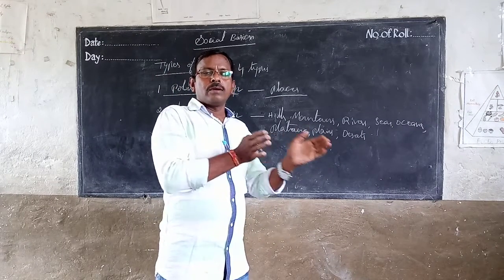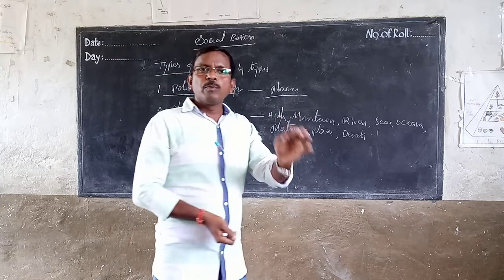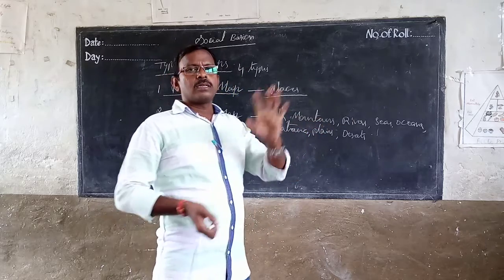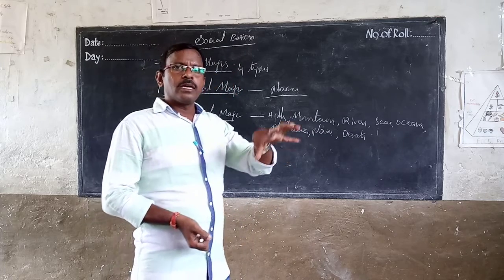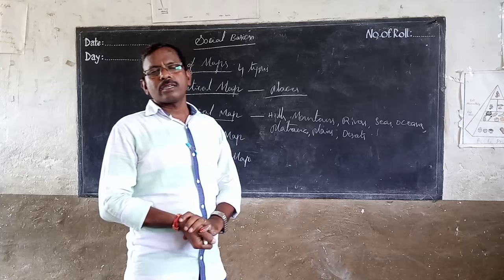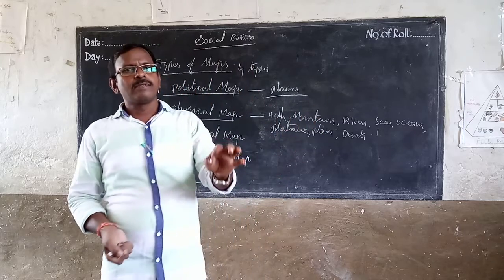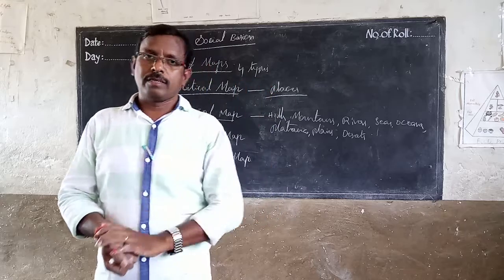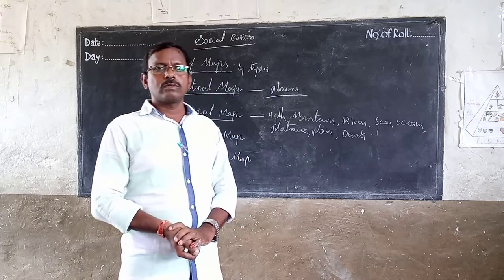Big, small, light, thick color. If light blue is there, that is rivers. If there is thick blue, that is seas or oceans. Seas and oceans will be thick blue color. And light blue color is for rivers, lakes, ponds, and canals.